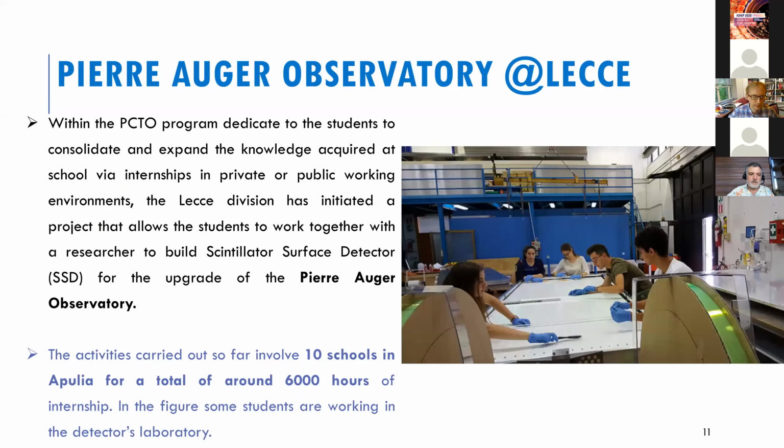Another local activity is reported in this picture: a PCTO in Lecce that allows the students to work together with the researchers to build a scintillator surface detector for the upgrade of the Pierre Auger Observatory. The activities carried out so far involved 10 schools in Apulia, for a total of around 6,000 hours of internship. In the figure, some students are working in the detector laboratory.